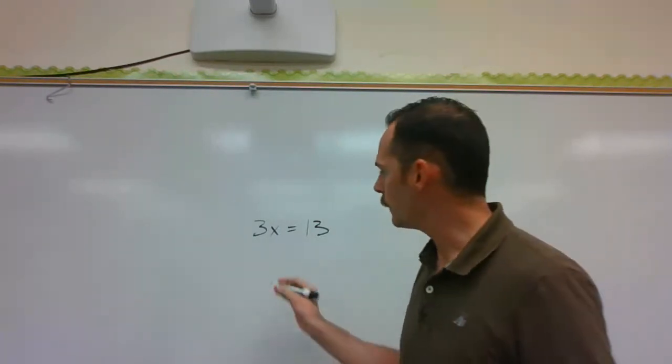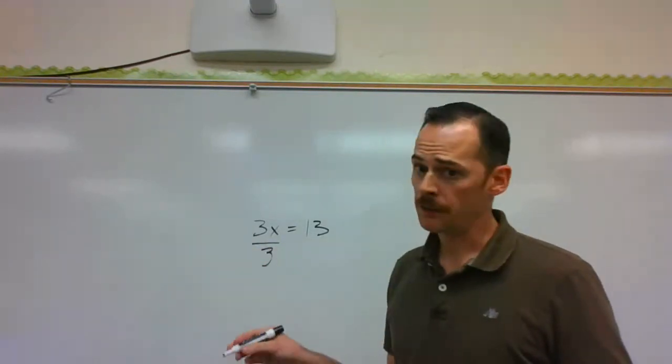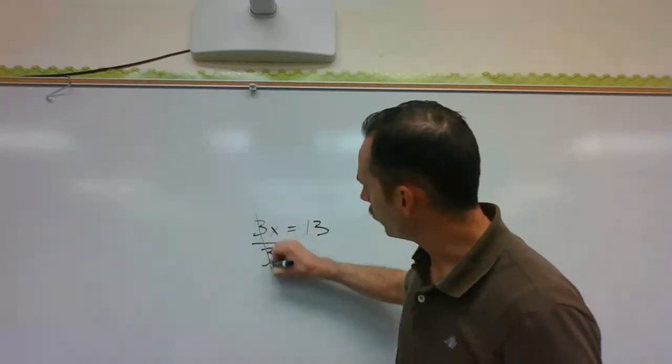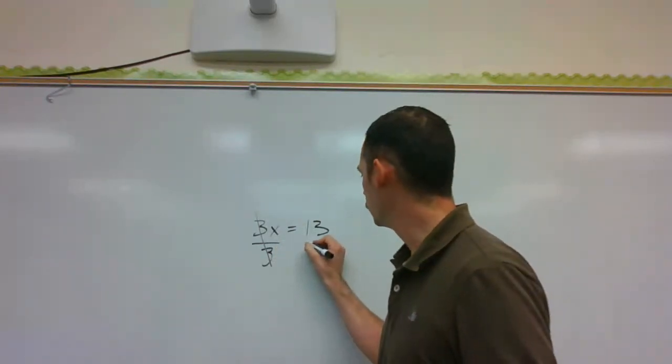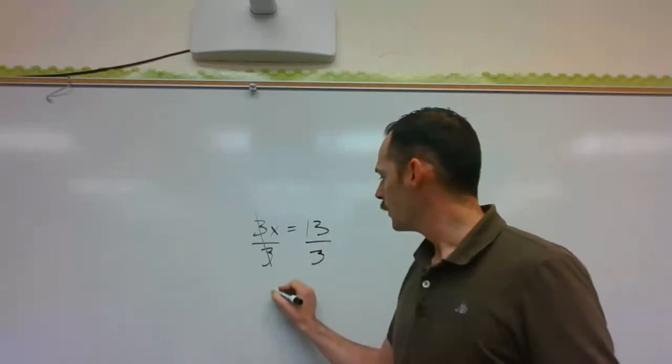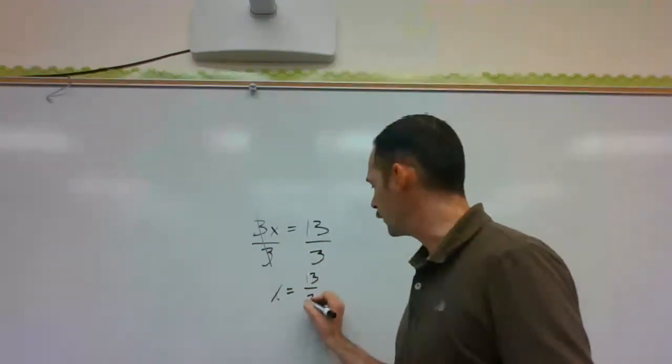So we are going to divide by 3, because we want to get rid of the 3. And that will cancel that out. And what we do to one side must be done to the other side. So x equals 13 thirds.